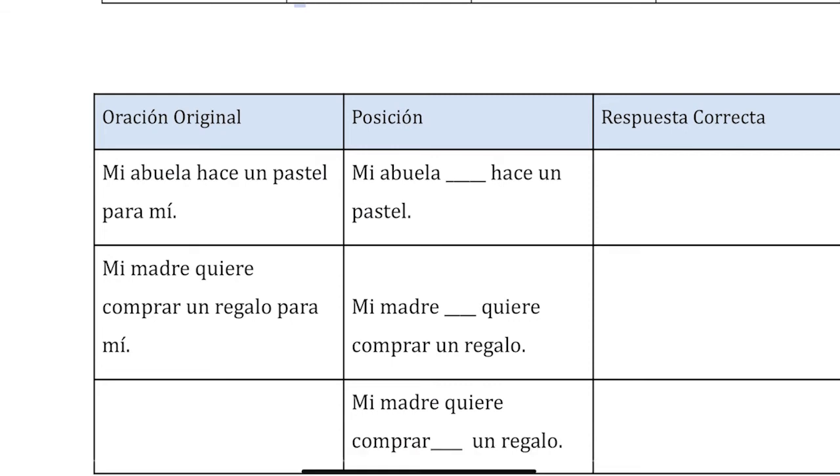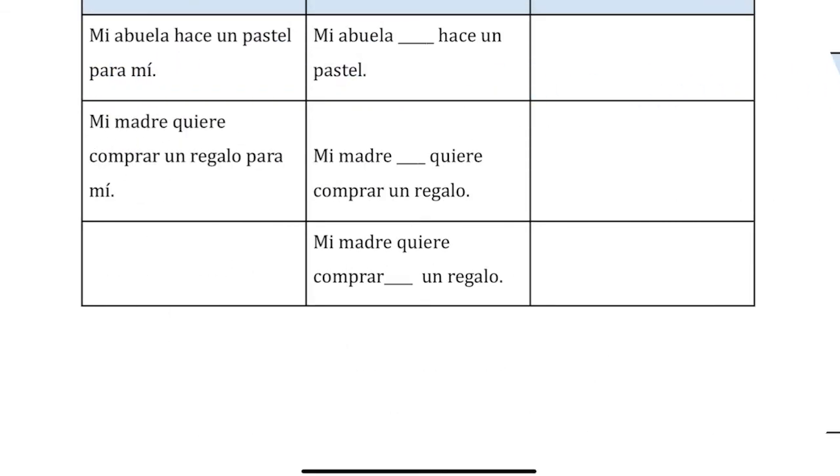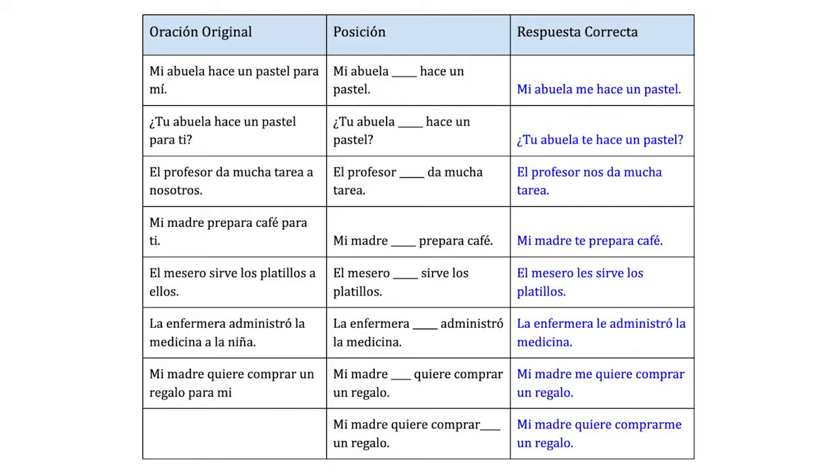The same rules that we learn in the direct object of placement apply to the indirect object. In the sentence, mi madre quiere comprar un regalo para mí, we can observe how we have two verbs, one quiere and two comprar. Therefore, two possible answers. One, before the first verb, once we replace the indirect object, which is para mí, that would be me. So, mi madre me quiere comprar un regalo, or mi madre quiere comprarme un regalo, attached to the second verb.